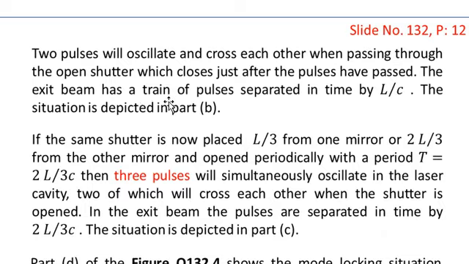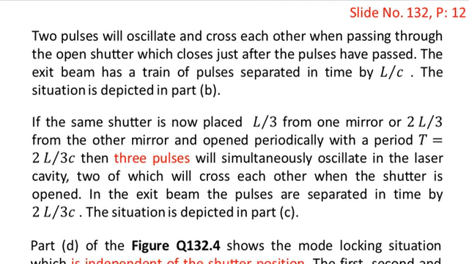The exit beam has a train of pulses separated in time by L over C. The situation is depicted in figure number B. Now I am going to discuss the third case, that is part number C.